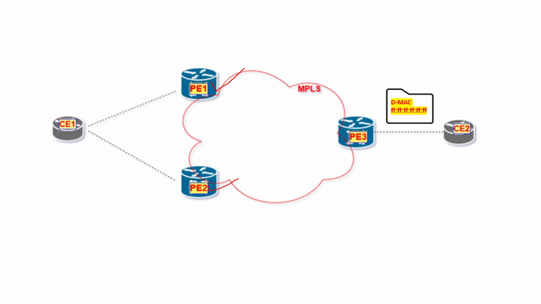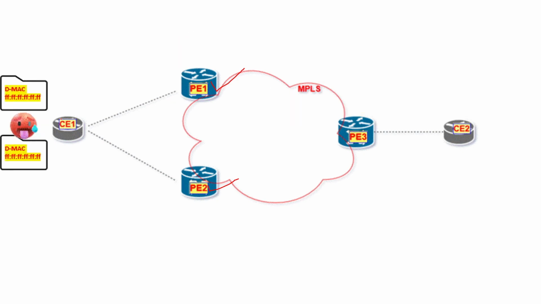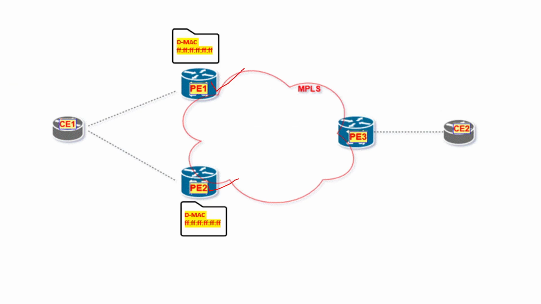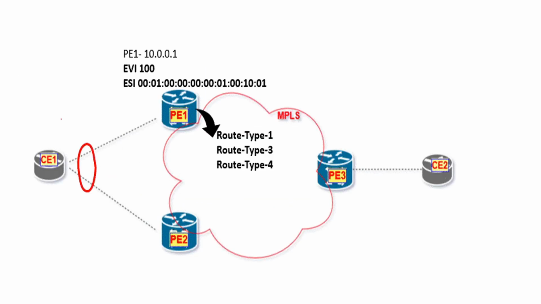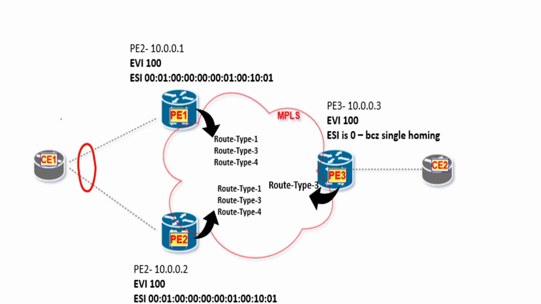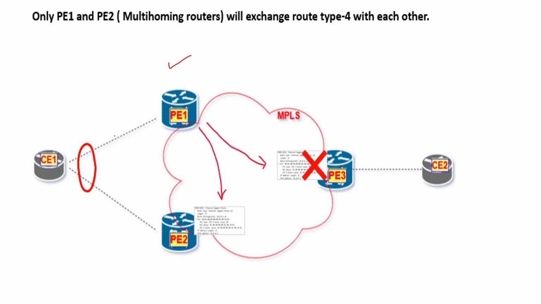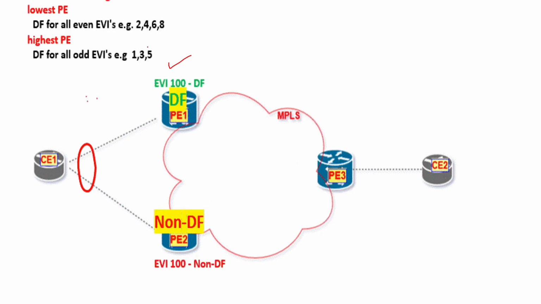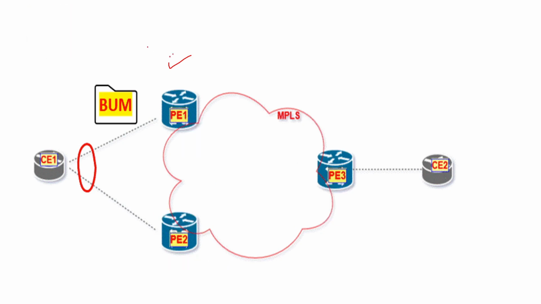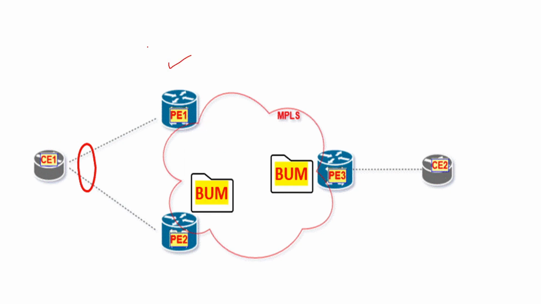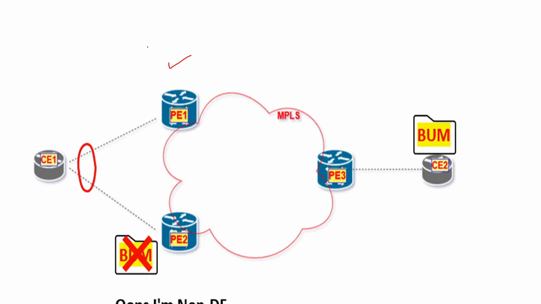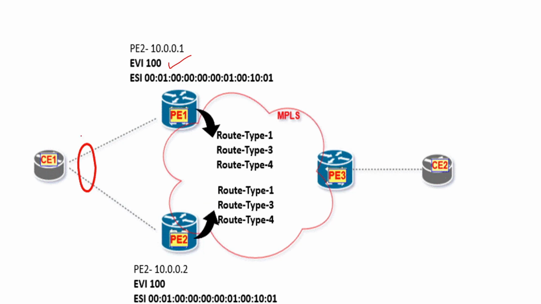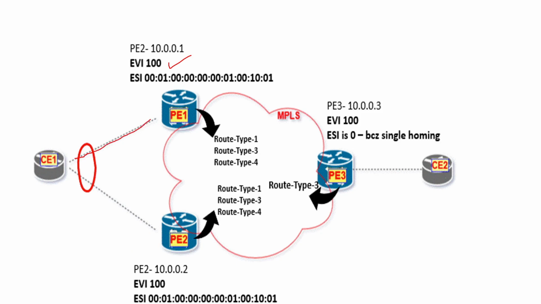So we address these challenges using EVPN route type 4. Let us see how exactly it will help us. Here we have configured EVI 100 and ESI. EVI is the EVPN Virtual Instance, which is a kind of VRF, a Layer 2 VRF. And the ESI is the Ethernet Segment Identifier, that is the interface which is connected between the PE and CE routers.